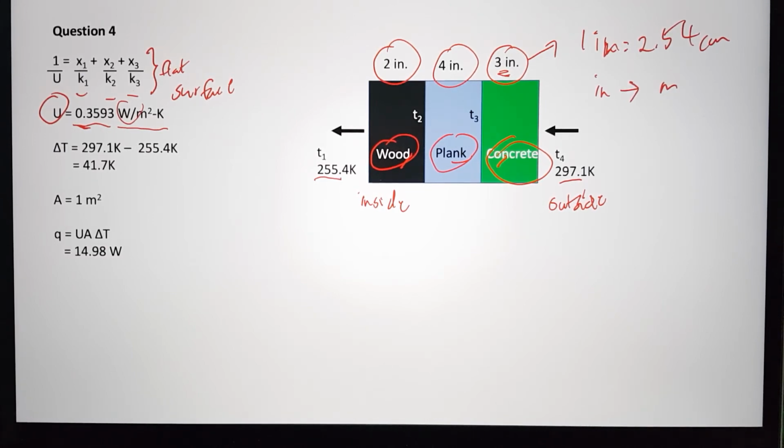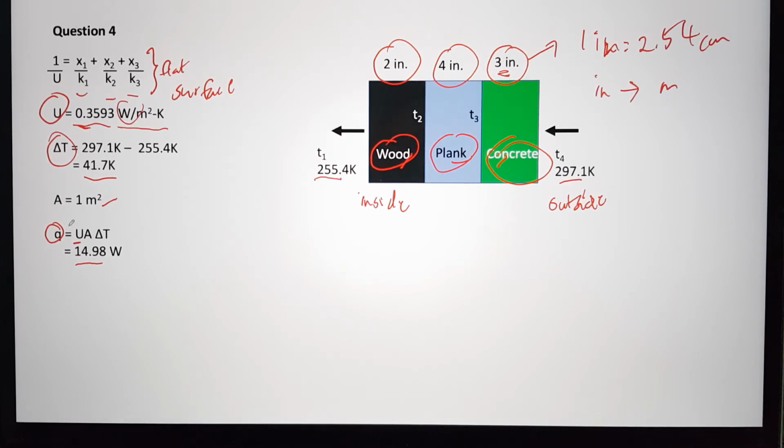Okay, and then in terms of the delta T, what you need to do is calculate from the higher temperature to the lower temperature. So from T4 to T1, you should be able to get the value of delta T as 41.7 Kelvin. The area has been given as 1 meter square, and then for the final calculation, you need to calculate the value of Q using the equation UA delta T, because this one involves several materials, not a single material. So you should be able to get your final answer as 14.98 watt.